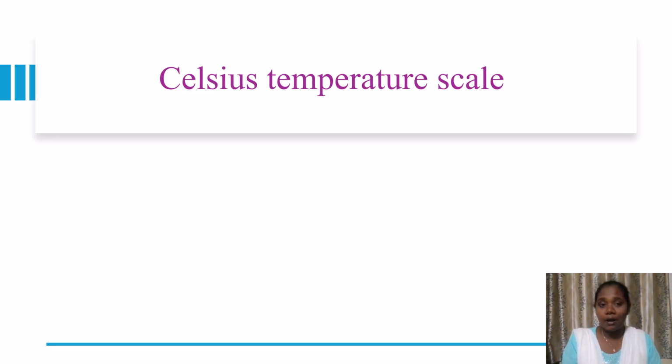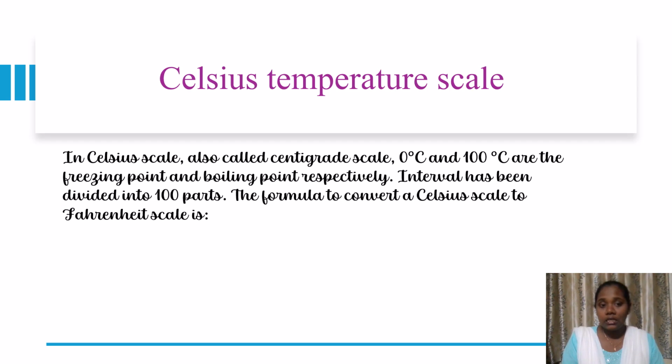Now let's see about the Celsius temperature scale. In the Celsius scale, which is also known as the centigrade scale, 0 degrees Celsius and 100 degrees Celsius are the freezing and the boiling point respectively. In this, the interval has been divided into 100 parts.